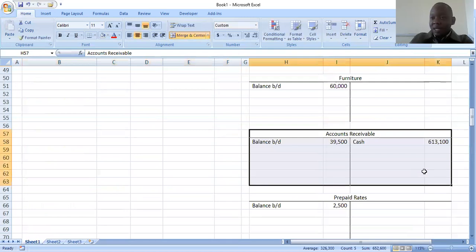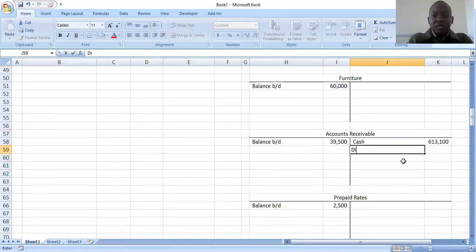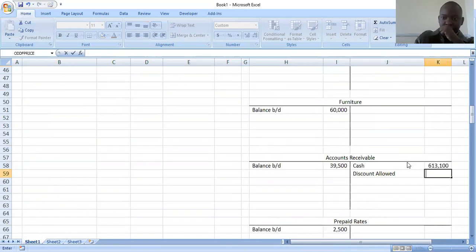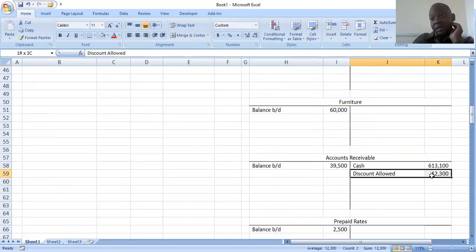Accounts receivable is an asset, and whenever an asset is decreasing, we're supposed to credit. So we credit the accounts receivable account with the discount allowed, and the amount being 12,300. Then this amount needs to be debited, and it will be debited in the discount allowed account. The discount allowed account is an expense.